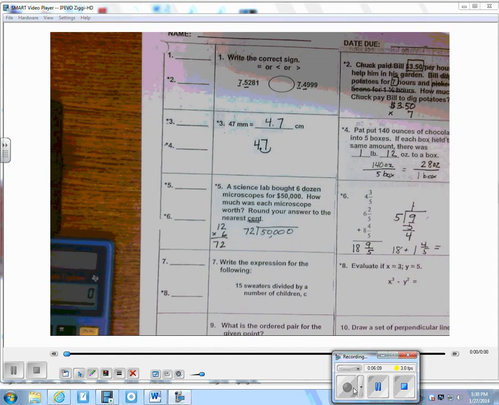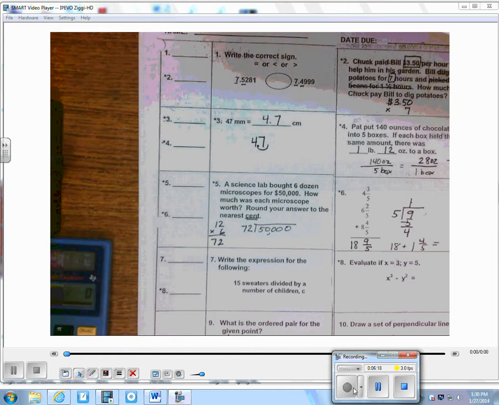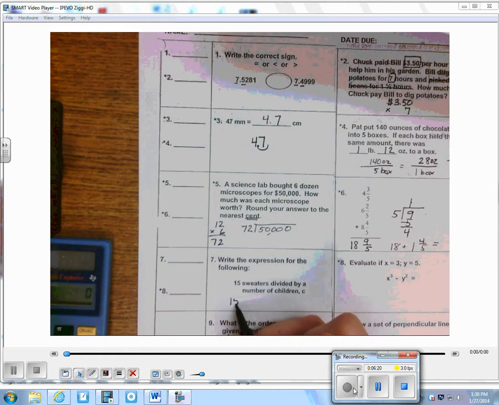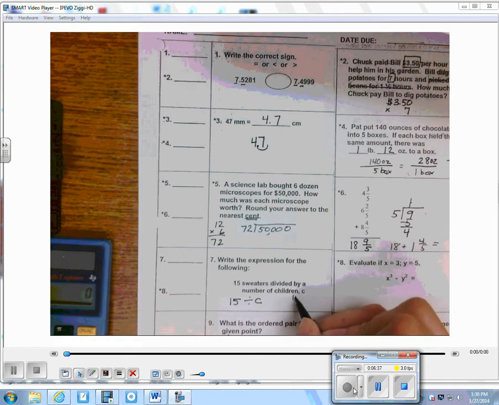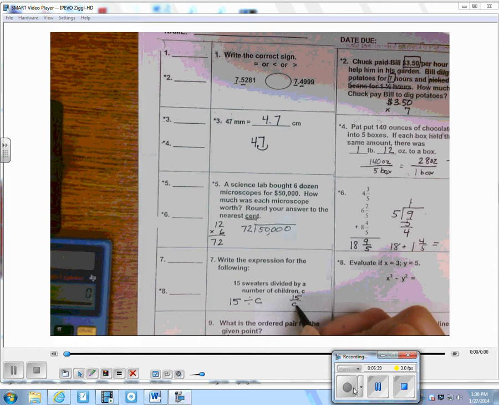7 says, write the expression for the following. 15 sweaters divided by a number of children, C. So we have our 15 sweaters divided by a number of children, which we don't know what the number is, so it's expressed with the variable C. It does not say to solve, we're just writing the expression. Remember another way to write a division problem? As a fraction, 15 over C.